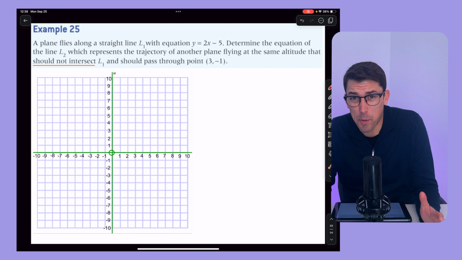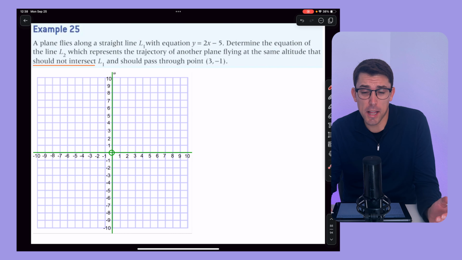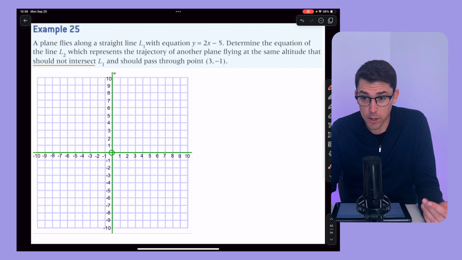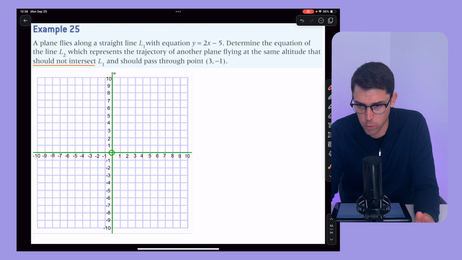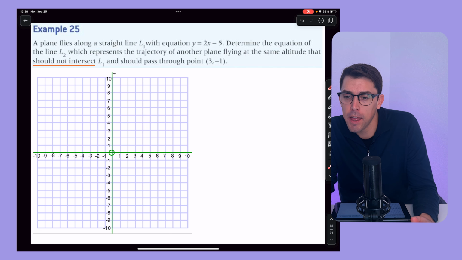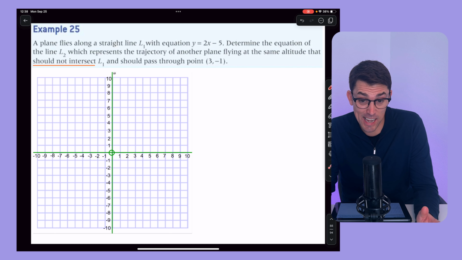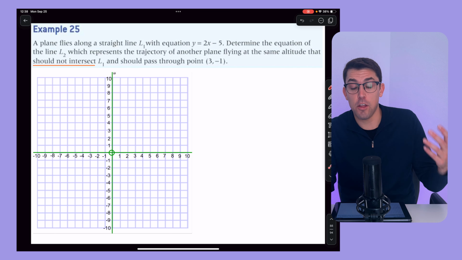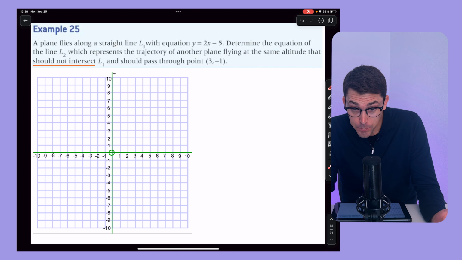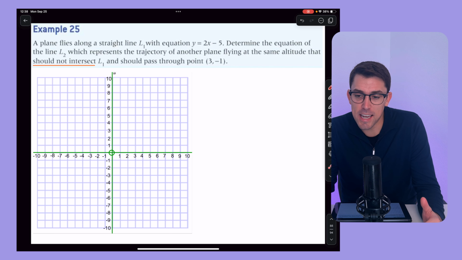Okay, so let's say that we have a plane that is going to fly along a straight line L1, and it's given by the equation y equals 2x minus 5. That is the equation that we're given, a nice linear equation. And now we want to determine the equation of another line, L2, which represents another plane that's flying at the exact same altitude. So it's kind of taking on the role of an air traffic controller. And they do not want to intersect. That would be really bad. It means they hit each other. And it wants to pass through the point 3, negative 1.